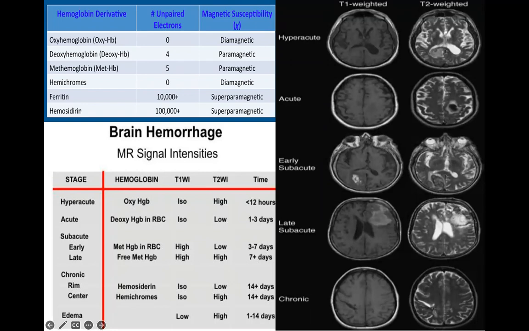So this is how it should normally appear. If anybody asks you what sequence you want to see for aging a bleed, please don't say just T1. You need to see both T1 and T2. An easier way to remember: iso high, or as one of my juniors used to say, nil high, high low, high, nil low. You can remember it like that.